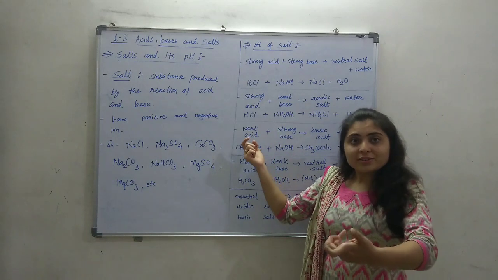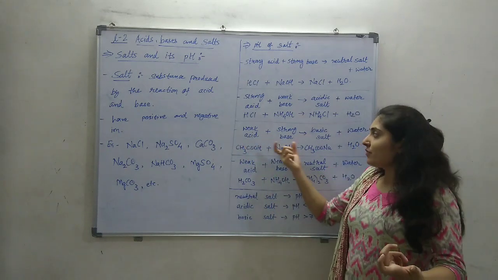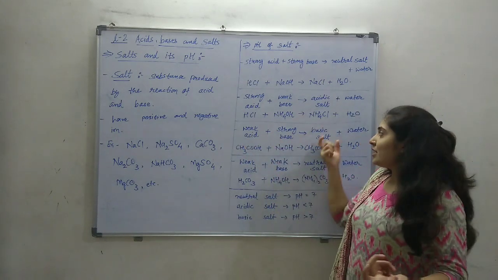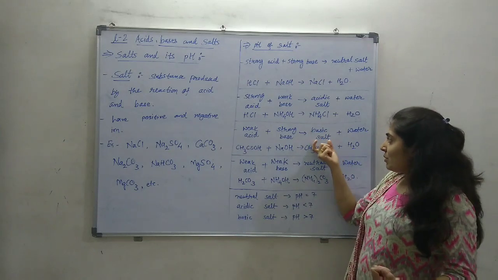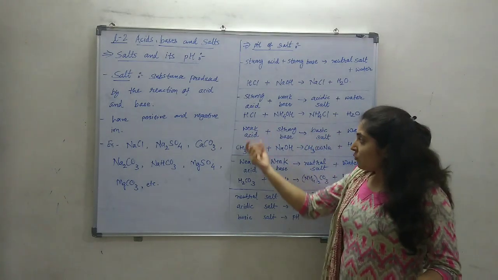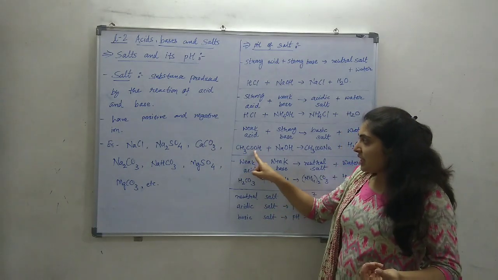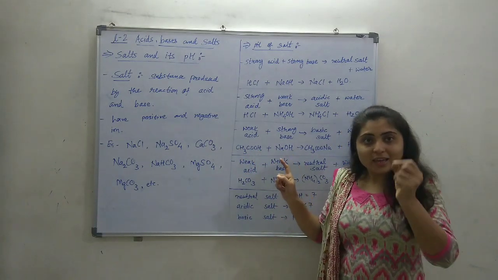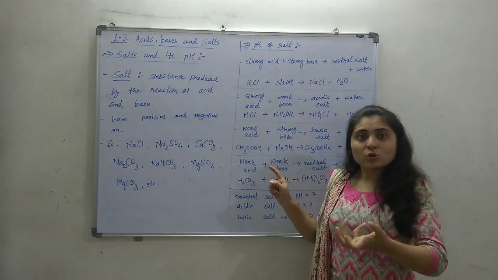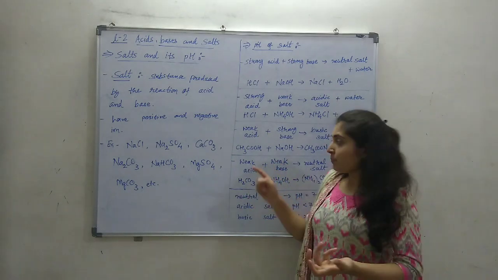Okay, if a weak acid reacts with a strong base, which effect will be seen? The strong basic effect will be seen. So the product will be a basic salt and water. Weak acid, acetic acid I am taking, CH3COOH. This is acetic acid, which is also commonly known as vinegar.